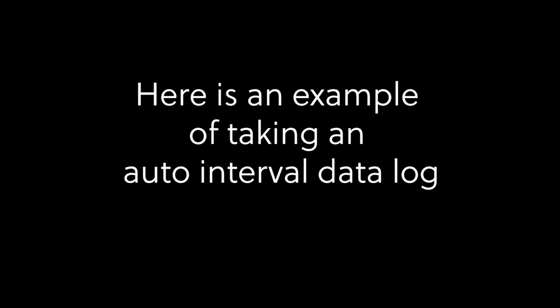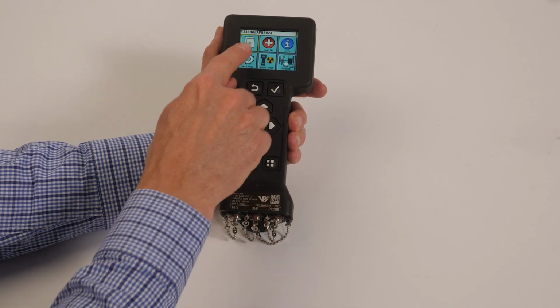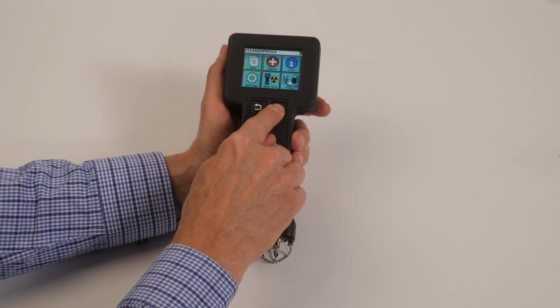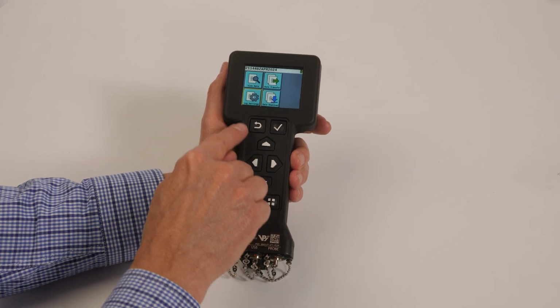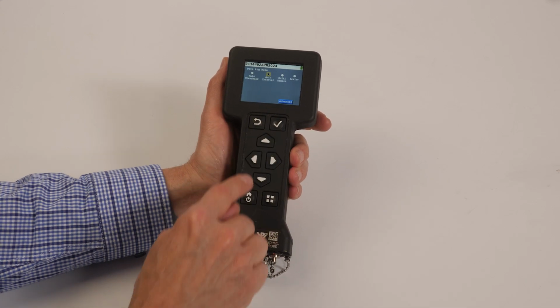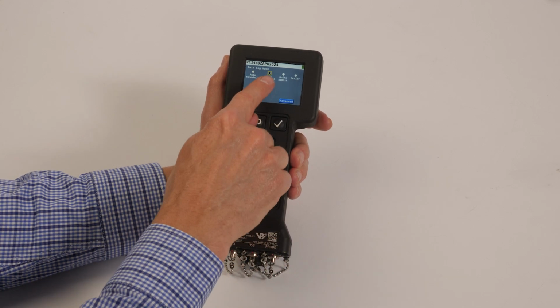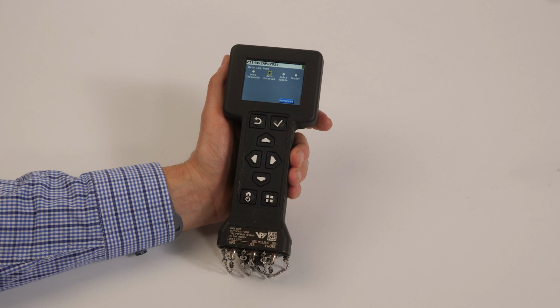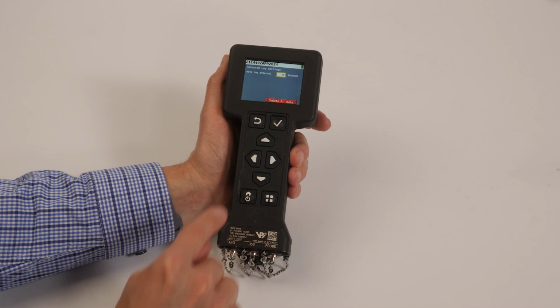Here is an example of taking an auto interval data log. Press the menu key. Data is highlighted, so I will press the Enter key to select it. The down arrow key will highlight log settings, and then I'll press Enter. I'll use the right and left arrow keys as needed to make sure auto interval is selected. Then I'll highlight the Advanced button and press Enter.